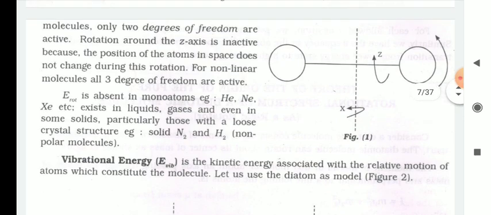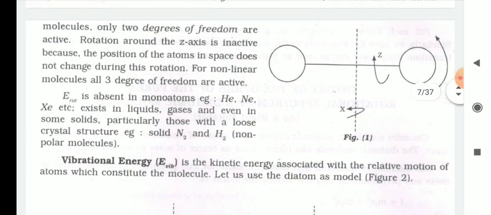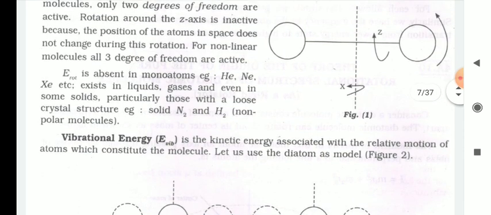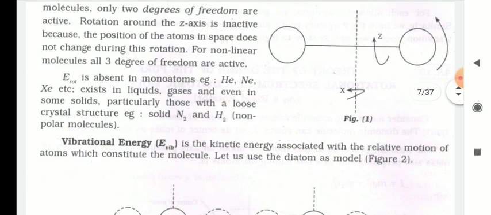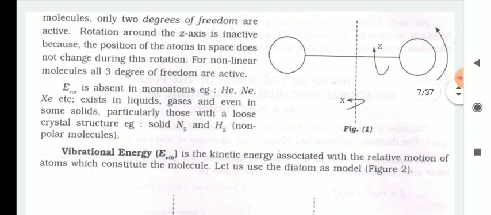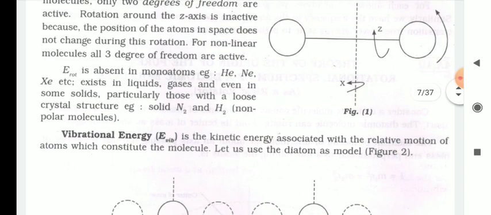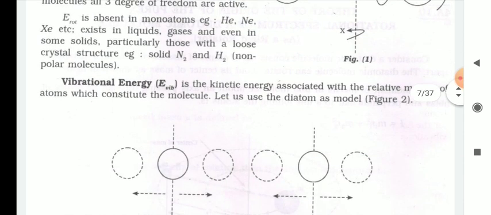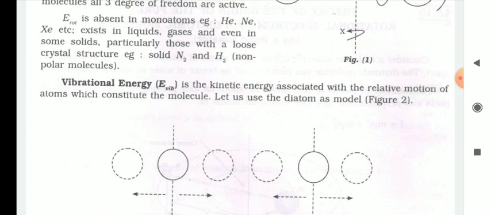The rotation of this diatomic molecule about the x-axis and z-axis is shown in the figure, and the y-axis is also present. So the x-axis and y-axis rotation changes the position of the atoms of the molecule, whereas the rotation about the z-axis will not change the position of the atoms. Hence, only 2 degrees of freedom are present in the case of rotational energy.